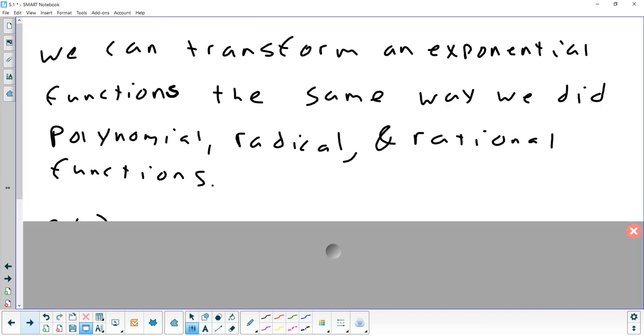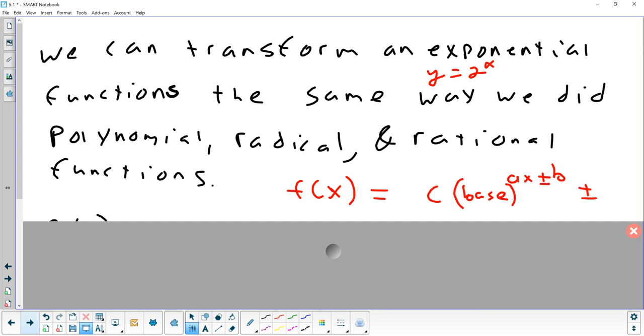So we can transform exponentials exactly the same way we've transformed every function all year. So I'm not going to go through it in big detail here. I'll write out the generic formula with the A, B, C, D. If you want to write out what they all mean, you can. But we can have something like f of x equals, let's say, I've been using A for my base, but I want to use that for my transformation. So let's just call this the base. And we could have A, x plus B, times C, plus or minus D.